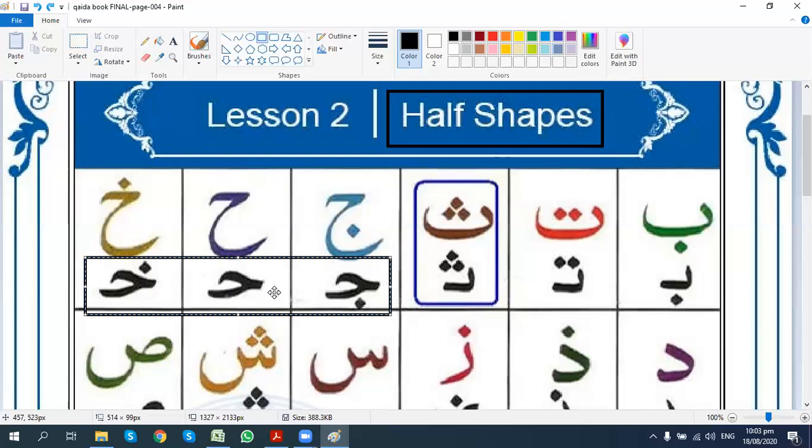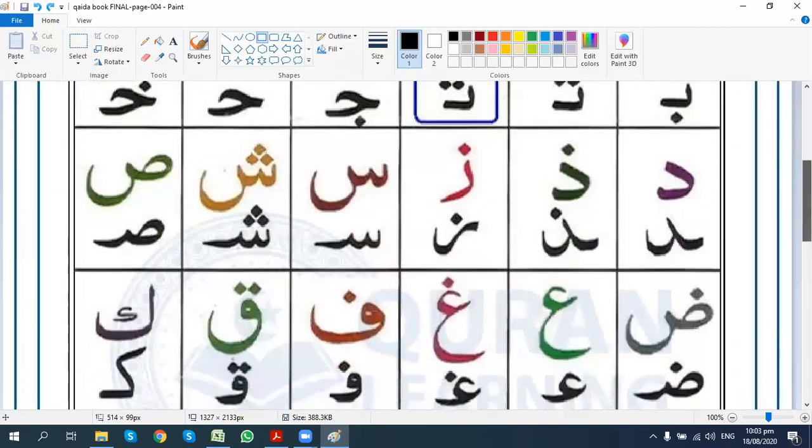So if your student knows that if we have that kind of shape and it has one dot in the bottom, it must be jeem. And if there is no dot, it will be ha. And if there is one dot on the top, then we will call it kha. So this is the way we can teach lesson number 2.